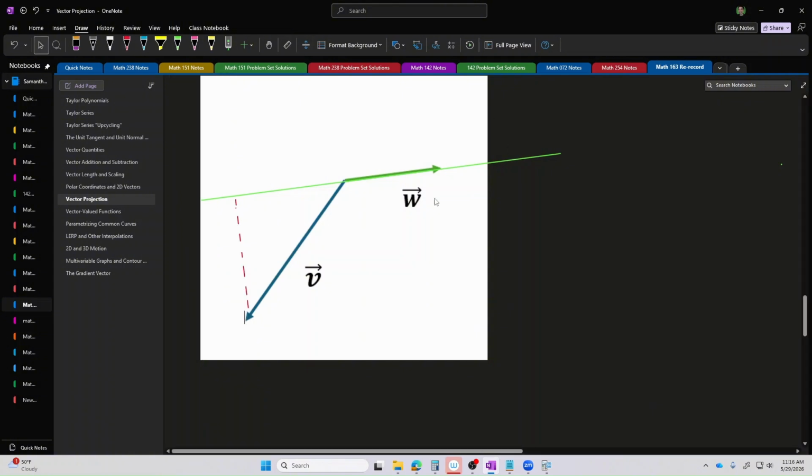Eliminate the ruler, and now I have formed a right triangle within this image. A right triangle where the hypotenuse is V, I have this dashed red line forming the perpendicular leg, and then down here I have the parallel leg. So this parallel leg of the triangle, this parallel leg right here, the parallel leg is the drawing of the projection. The projection of V onto W.